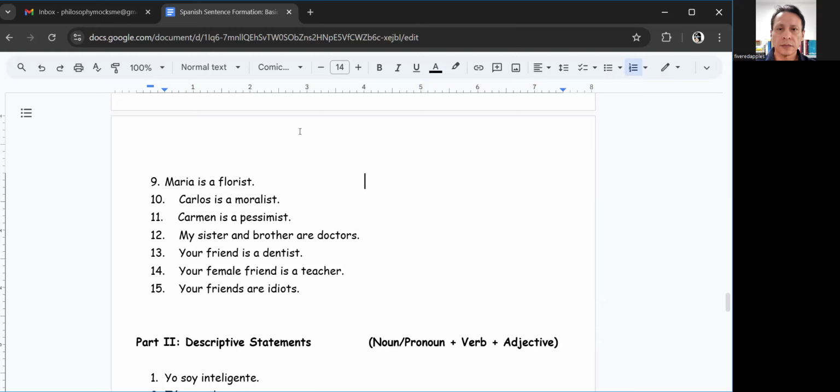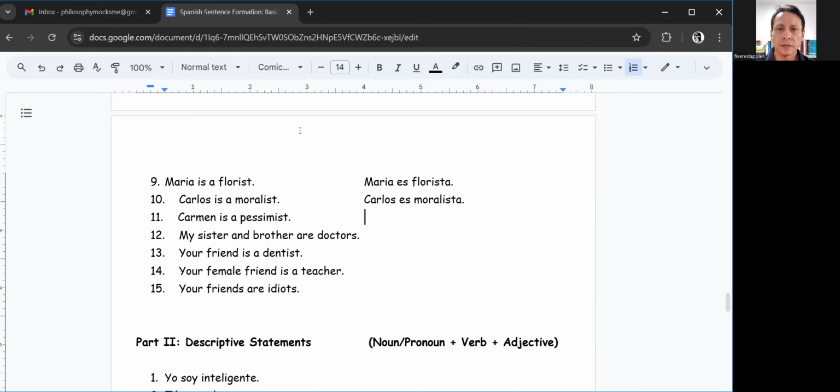Maria is a florist. So it should be kind of intuitive. I'm trying to give you the same patterns. Maria es florista. Carlos is a moralist. That I am. Carlos es moralista.